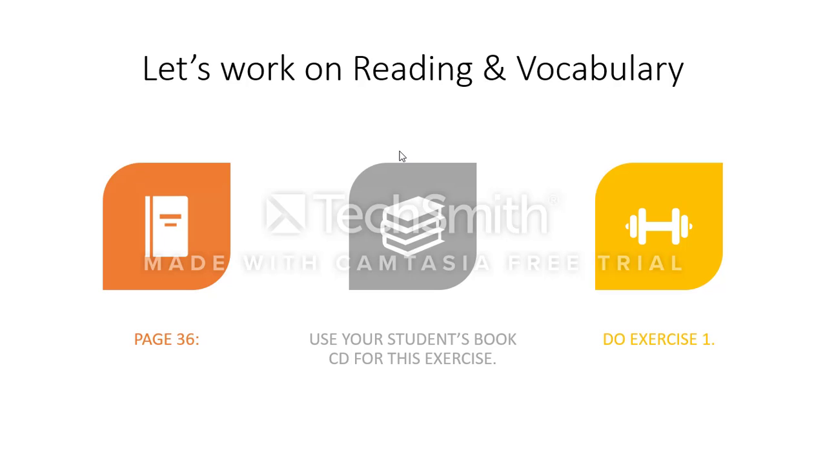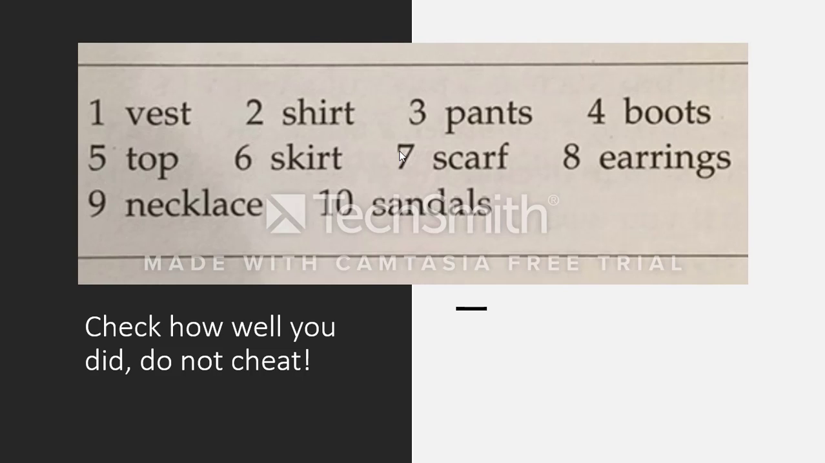Very good. Now, I hope and I trust you did not cheat. So now let's go and see the results. Check how well you did. Okay, so number 1 was vest, 2 was shirt, 3 pants, 4 boots, 5 top, 6 skirt, 7 scarf, 8 earrings, 9 necklace, and 10 sandals.